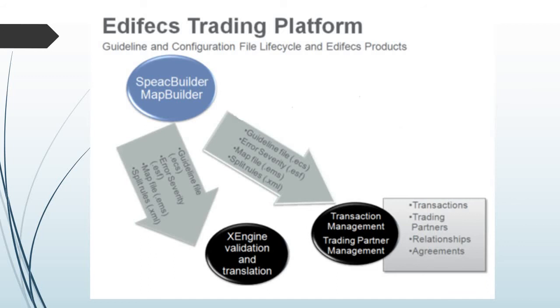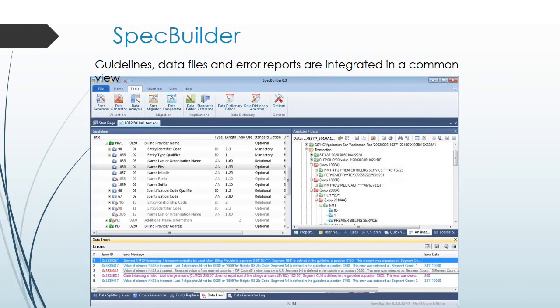As already told in the previous slide, it's a UI where you can see trading partners, their relationships and agreements. So now you can see the UI for Spec Builder, where on the left-hand side a guideline is loaded and on the right-hand side in the analyzer tab you can see the data file, and when it is validated, errors are reported. So these all are integrated in a common screen.